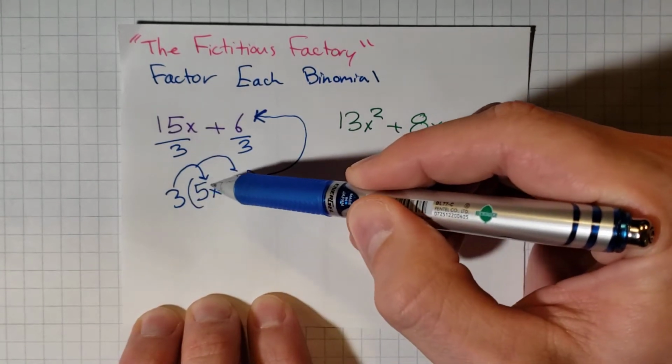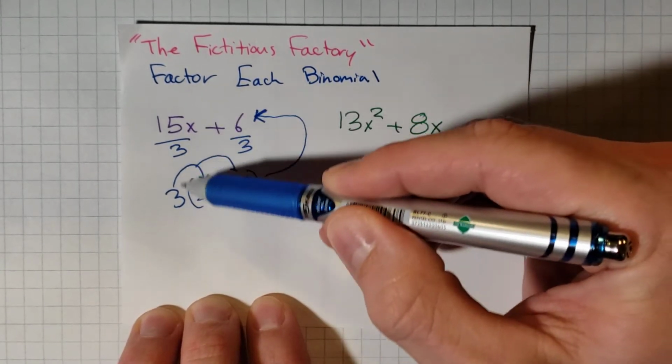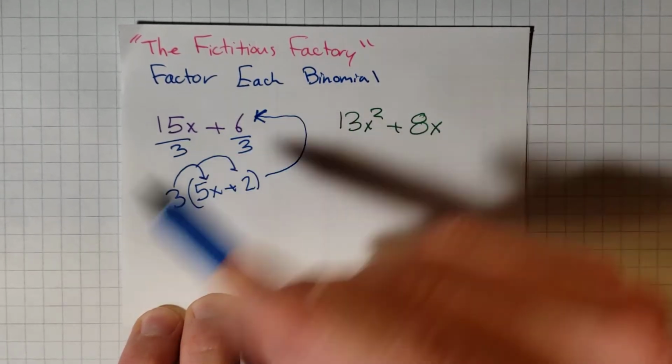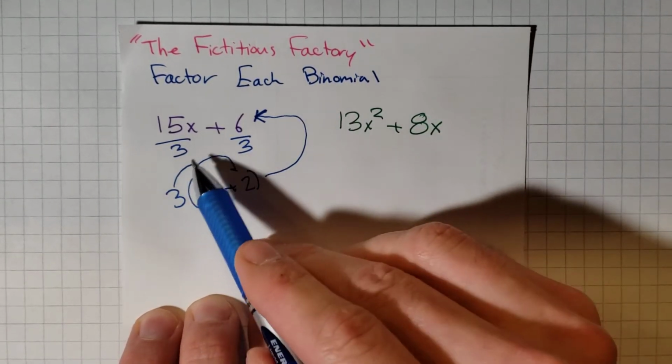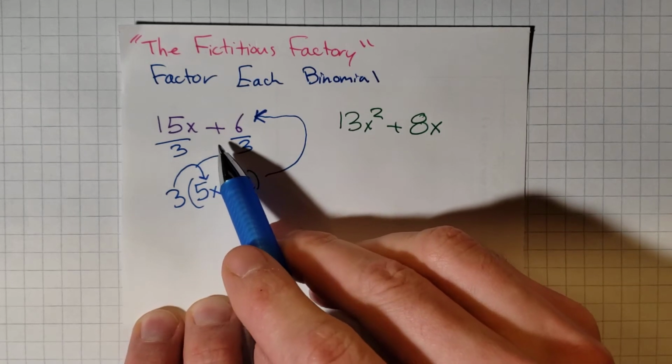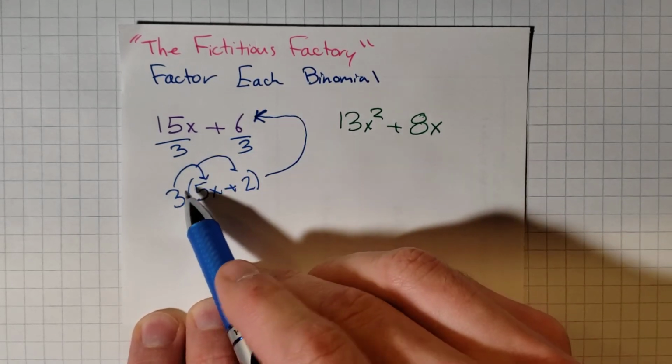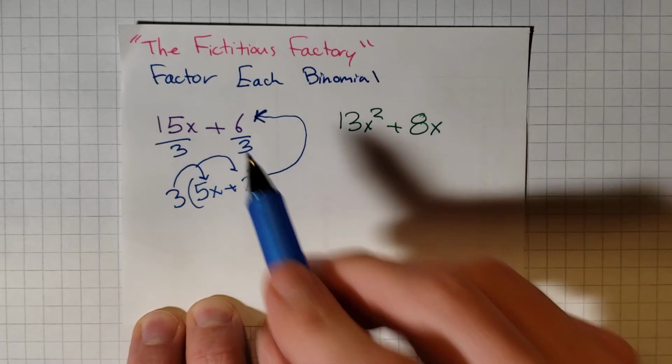Oh, 3 times 5x plus 2, put in the 3, take it out, put it in, take it out, put it in, and round and round we go. Okay? So we're reverse distributing, okay? Also known as factoring. We're taking things back out as much as possible.